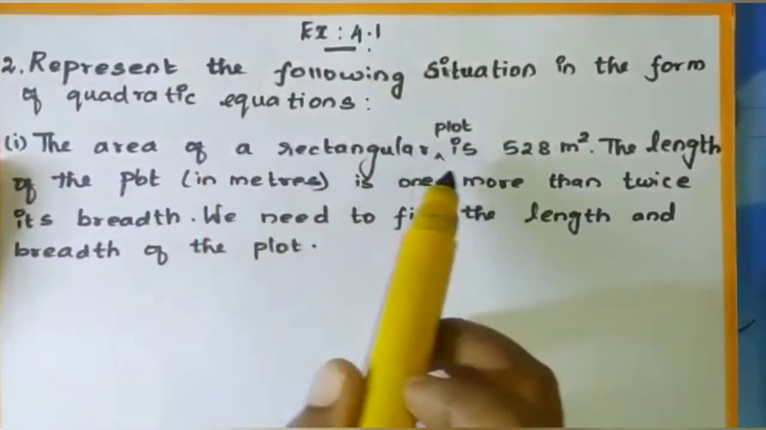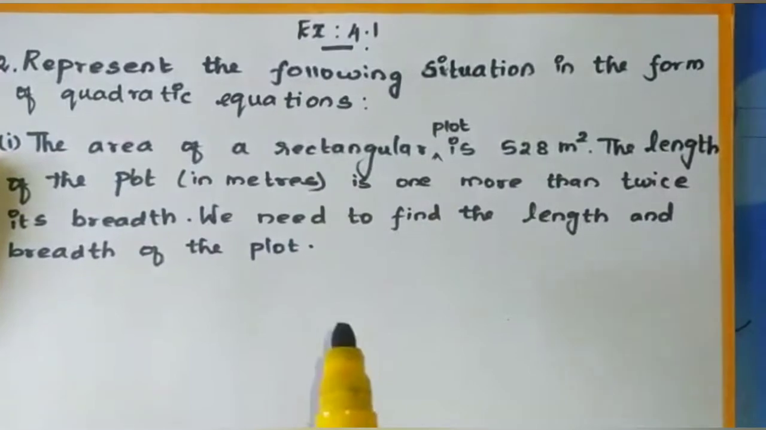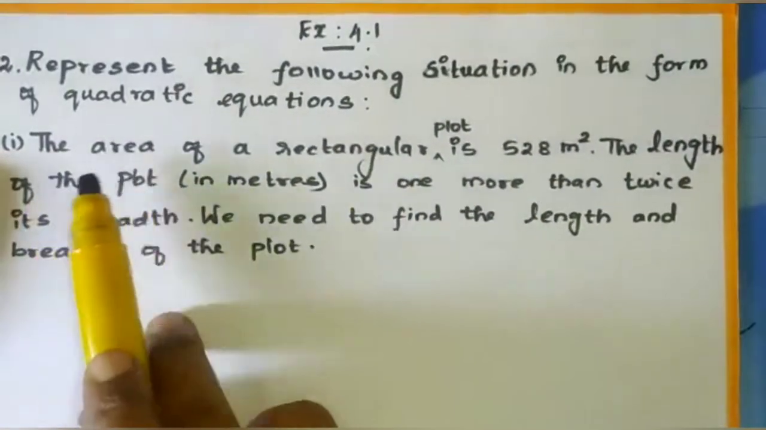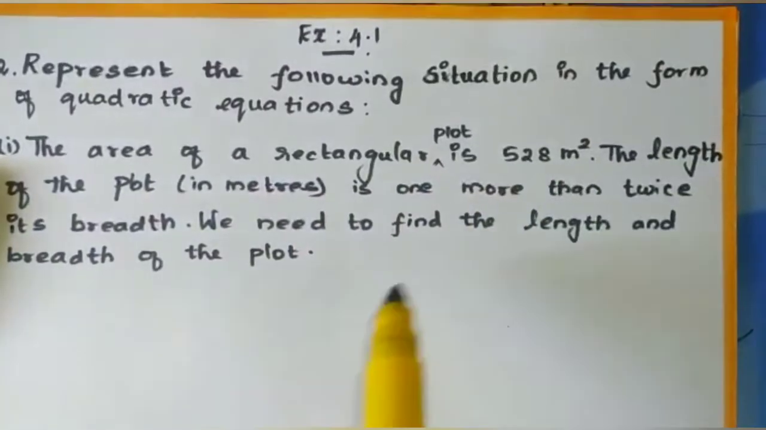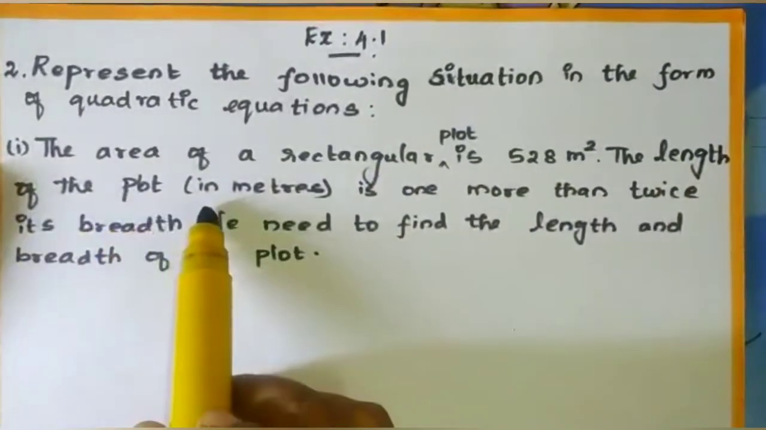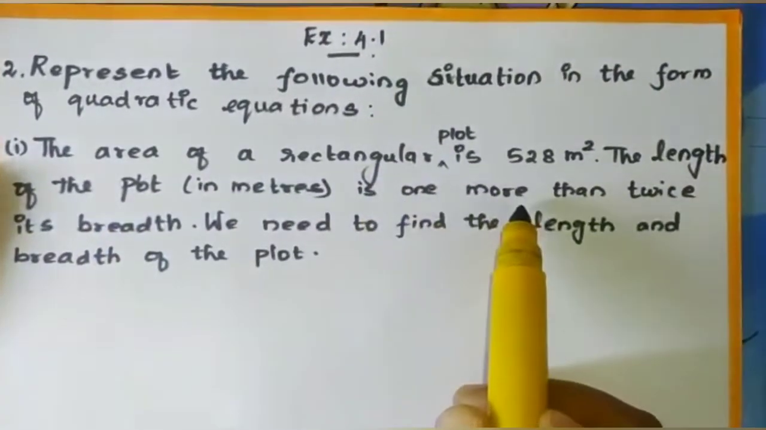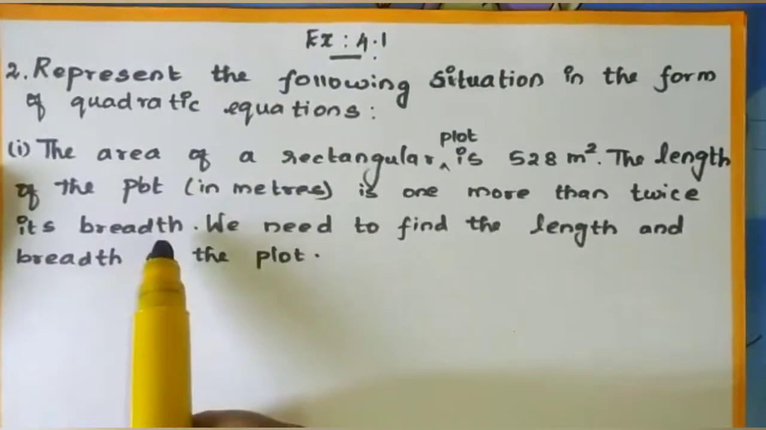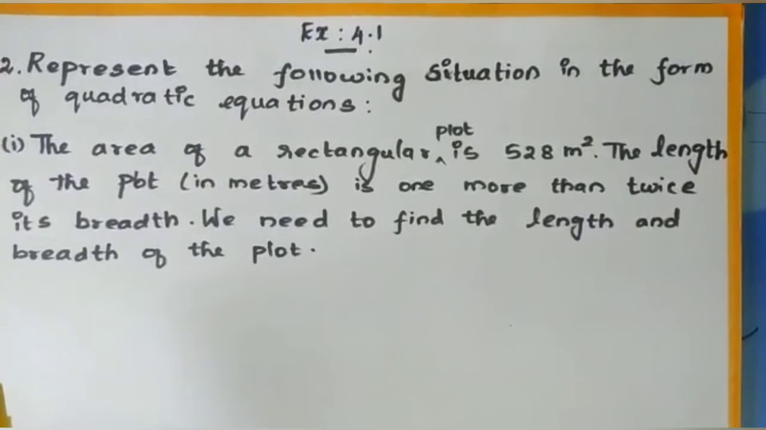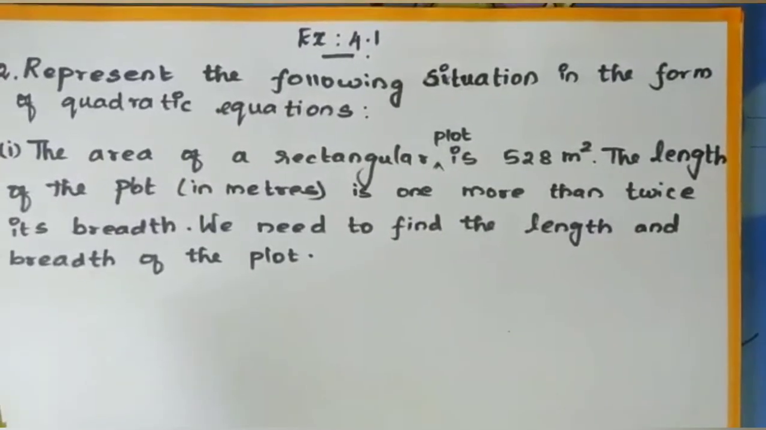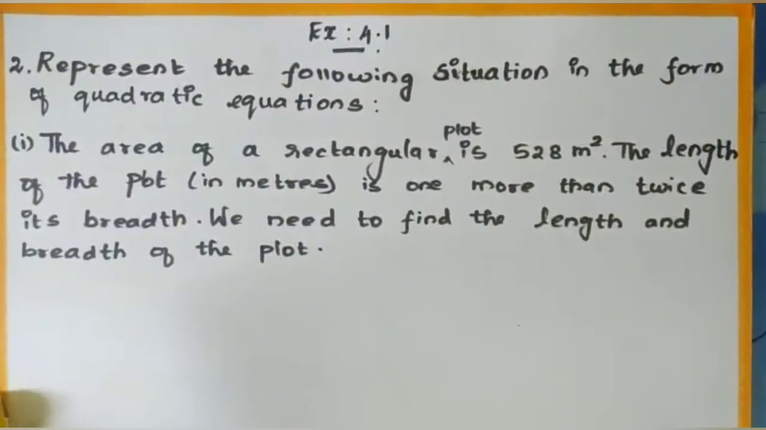The first statement is, the area of the rectangular plot is 528. The length of the plot is 1 more than twice its breadth. The two statements they gave, we have to frame a quadratic equation.